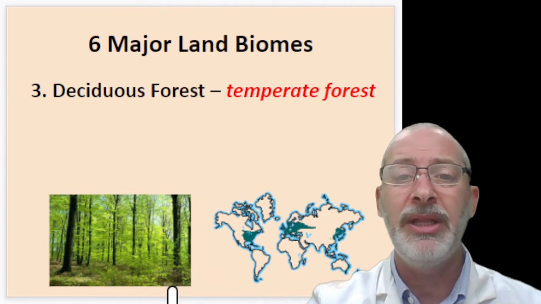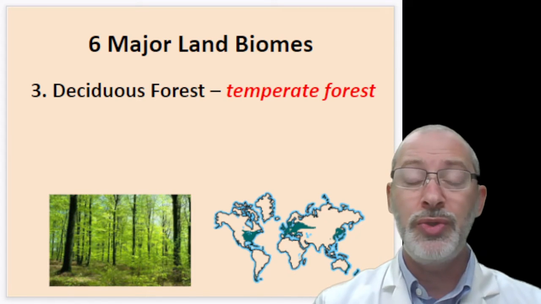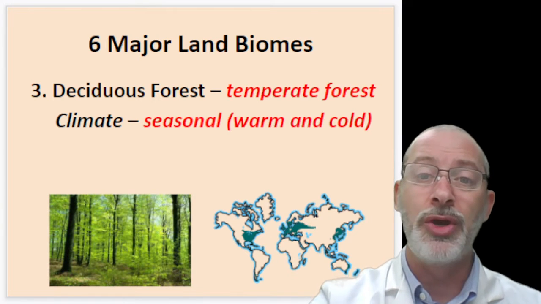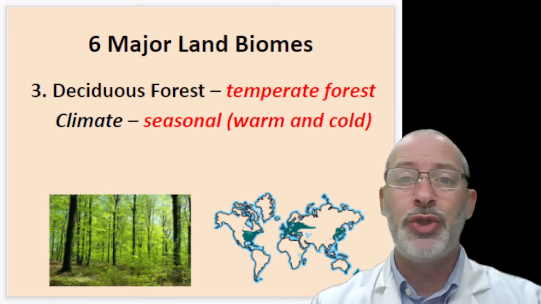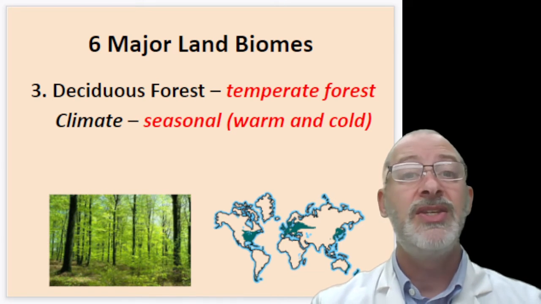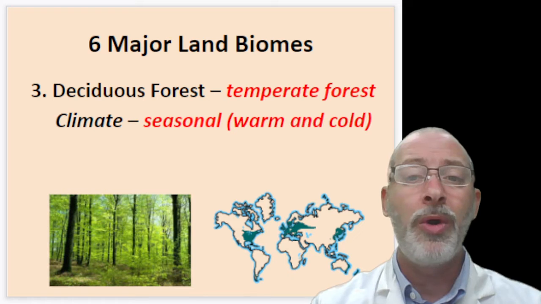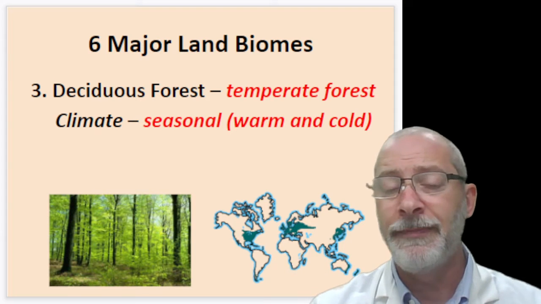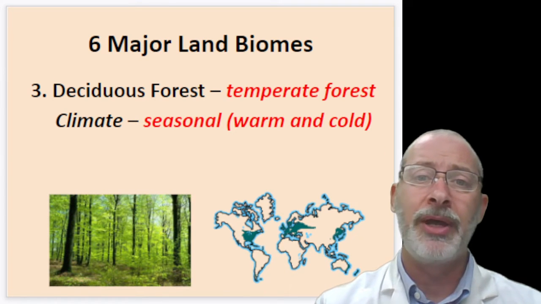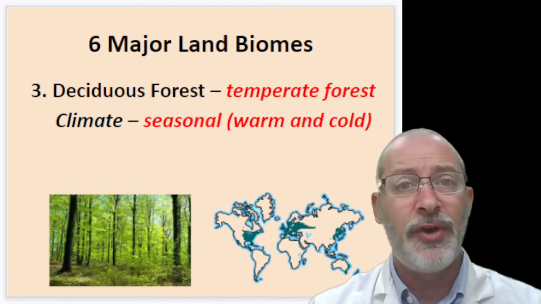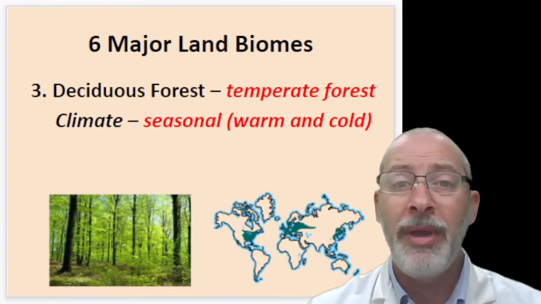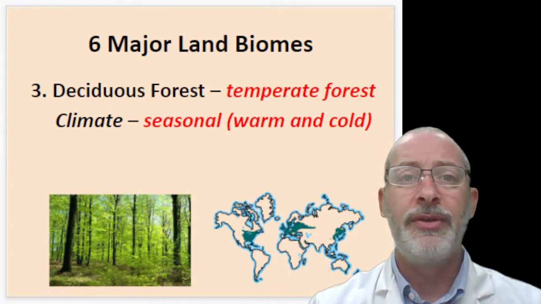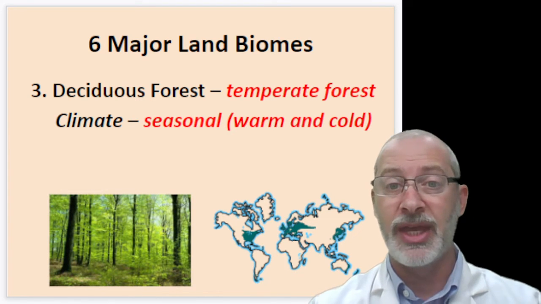But they are found typically in the mid latitudes, where seasons are dominant as far as climate. And so the climate of deciduous forests is described as seasonal. You can have both warm and cold, and also moderate precipitation. The climate of deciduous forests is seasonal: warm and cold. Warm during the summer, cold during the winter. There's a variety of seasonal changes that take place.